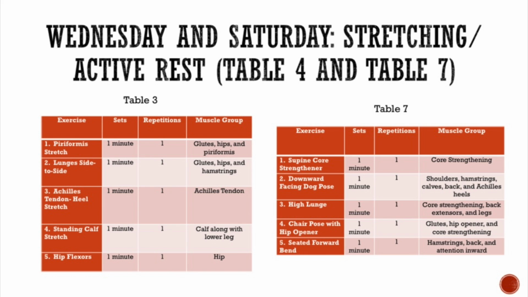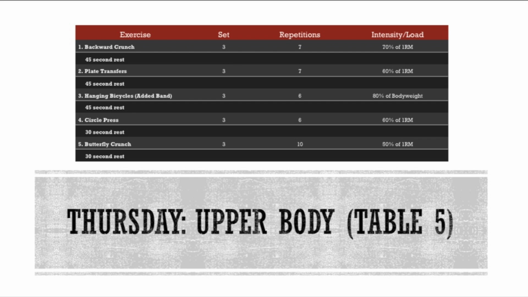And also breathing properly. And as for Thursday, which is upper body, this is table 5. The first exercise is backward crunch. So being on your back and lifting your legs up. This is also very much engaging the core, but also showing your range of motion when it comes to legs.